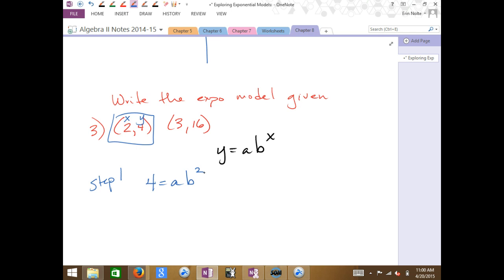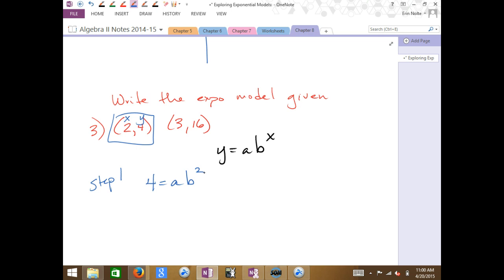That's not good. Can't solve an equation that has 2 variables. So I'm going to choose one of those to solve for, and then I'm going to use that in my second step. Which one is easier to solve for? A. Absolutely a. So that says a times b squared.